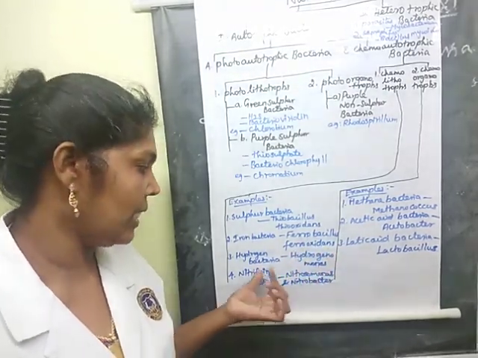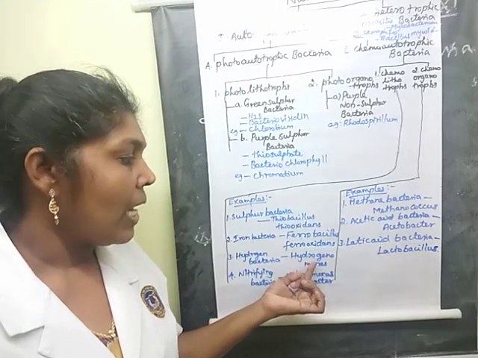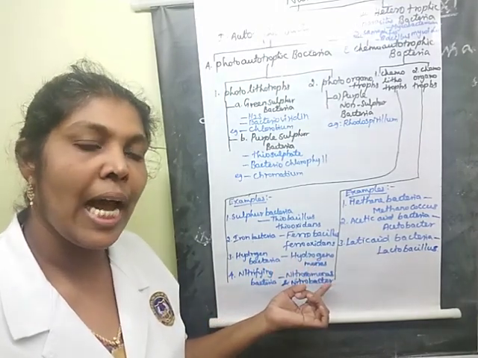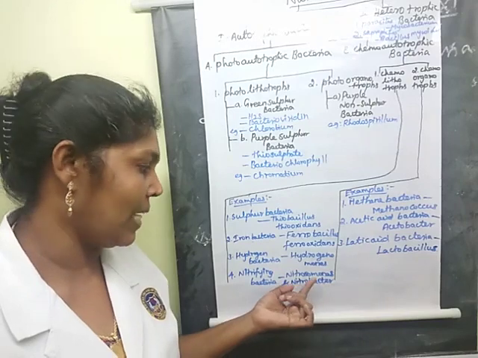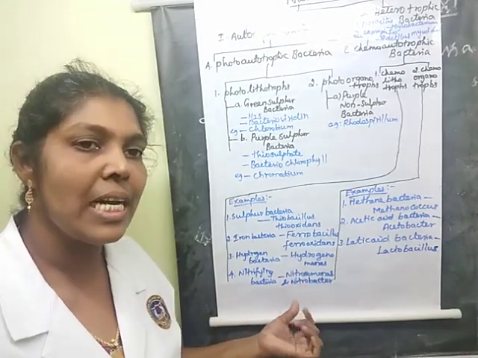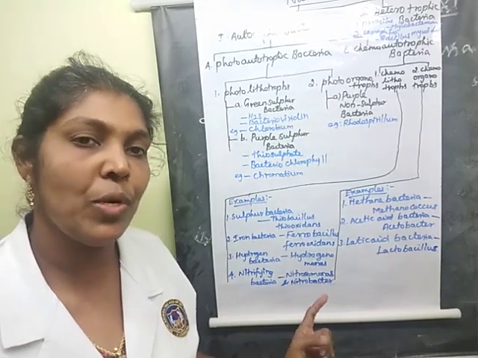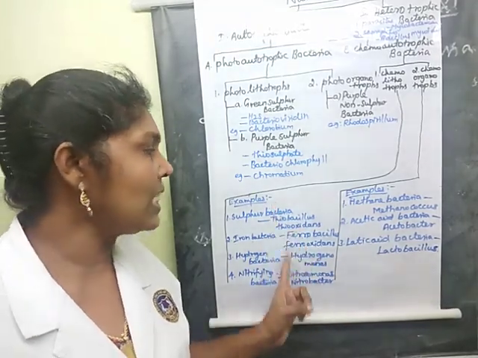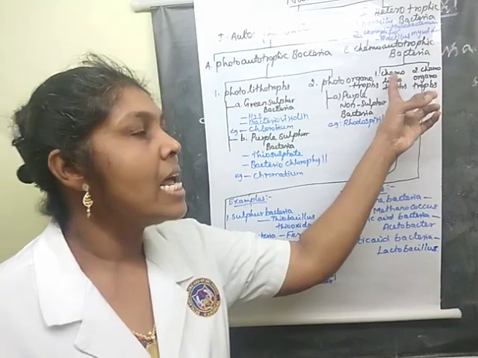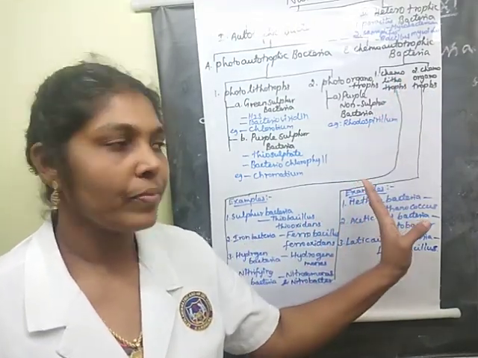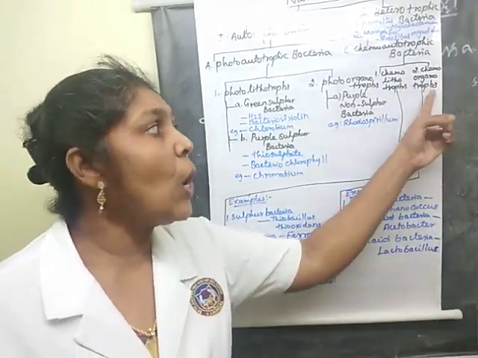Ferrobacillus ferrooxidans. Hydrogen bacteria, Hydrogenomonas, is the example of the bacterial species. Nitrifying bacteria, Nitrosomonas and Nitrobacter. These are the examples that come under chemolithotrophs.